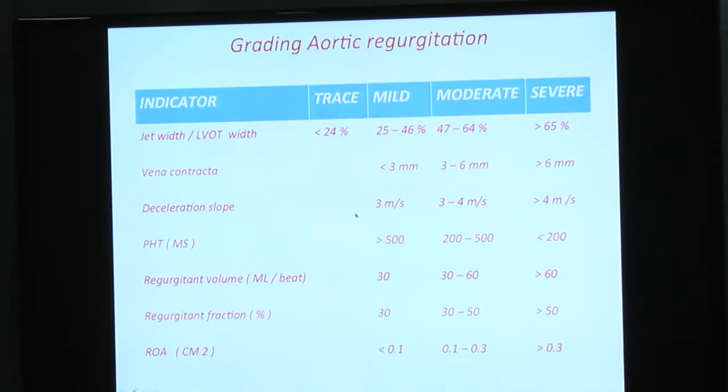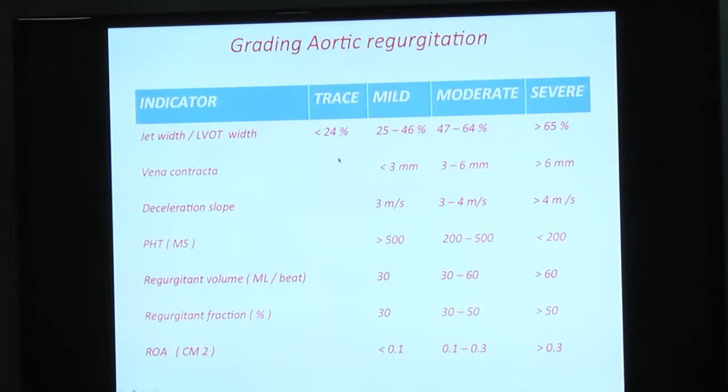That's more important. Actually, there are many ways to do it. Normally, we grade it in the long axis view. You measure the jet width by LVOT width. If it's more than 65%, they quantify it as severe. Or if you have a vena contracta more than 7 millimeters, it is termed severe. Or the regurgitation volume, regurgitation fraction, or the EROA, the effective regurgitant orifice area, can also be calculated. But normally, most of us try to eyeball it and measure the vena contracta and come to a conclusion whether it is mild, moderate, or severe.